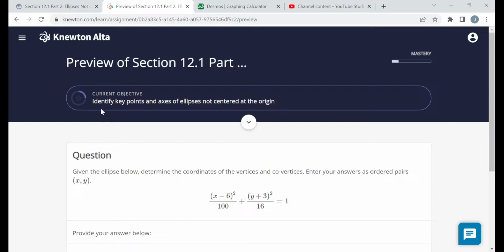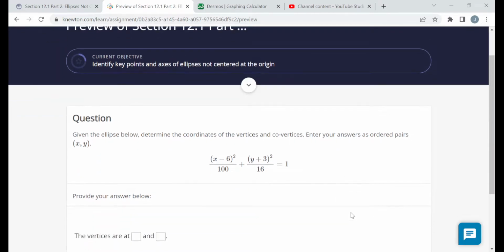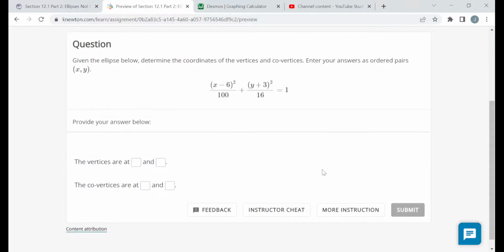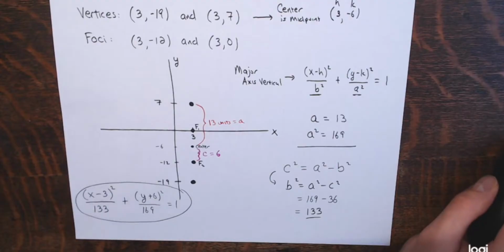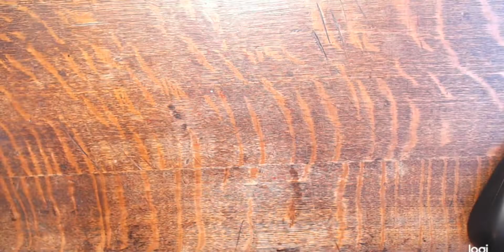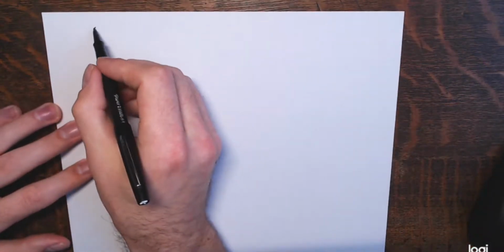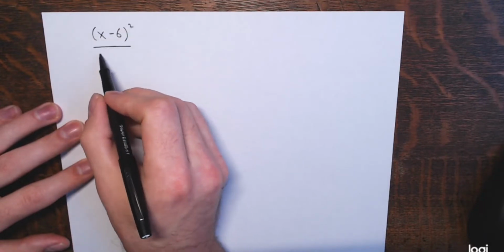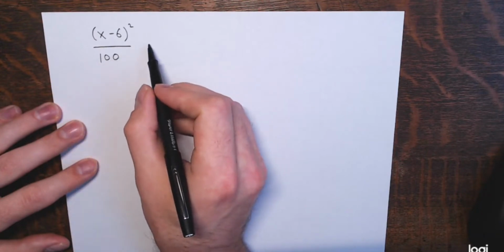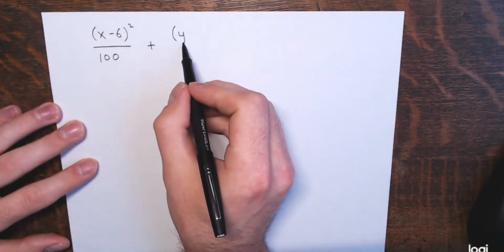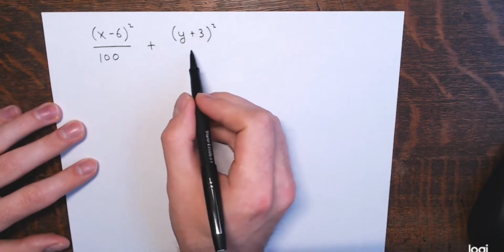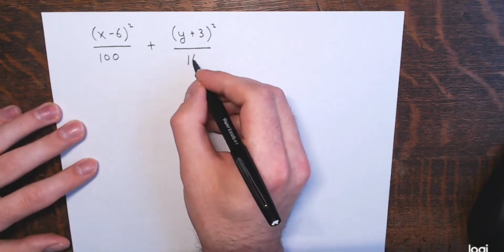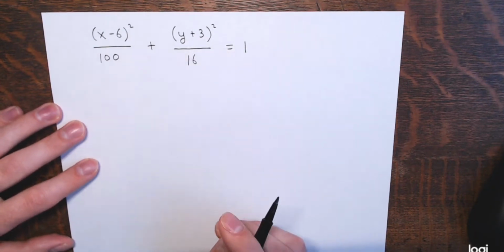Alright, now here we're back to the given an equation, identify some key points. They're asking for the vertices and co-vertices. So once again, I'll write this equation out, maybe even draw it. So we have the quantity x minus 6 squared divided by 100 plus y plus 3 squared divided by 16 equals 1. Right? This is an equation of an ellipse in standard form.